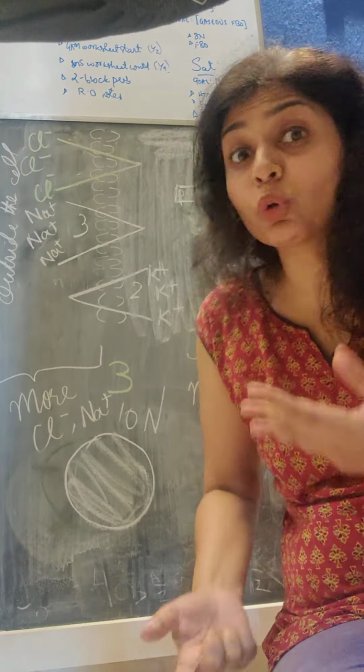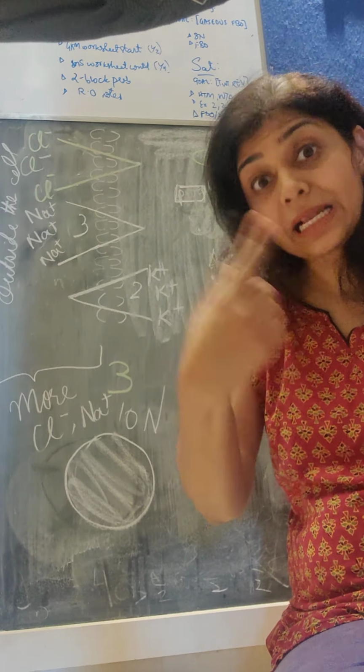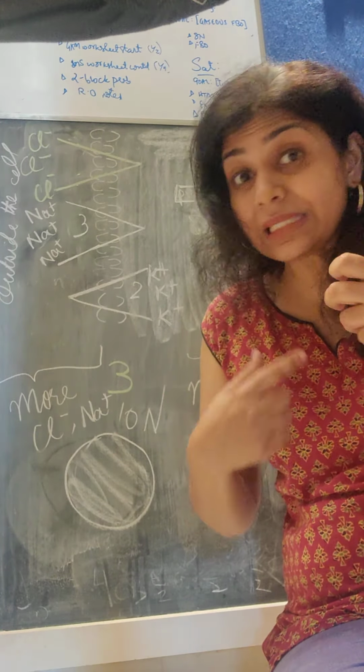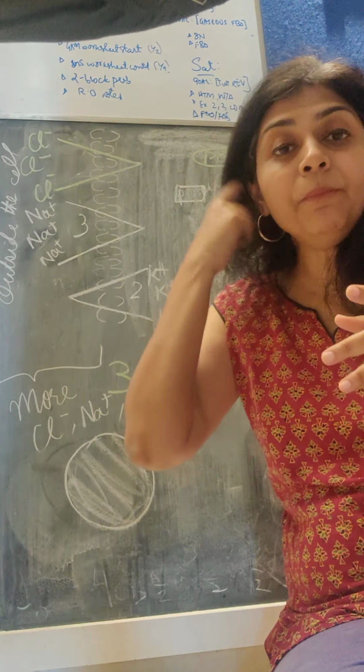potassium, sodium, potassium, chloride ions to move in and out of cells, calcium ions also to move in and out of the cells. This is important, okay?